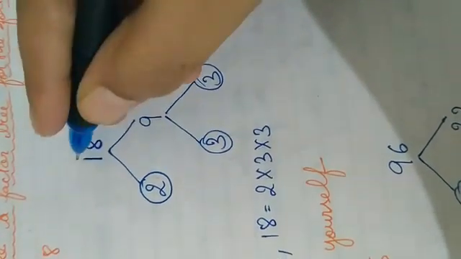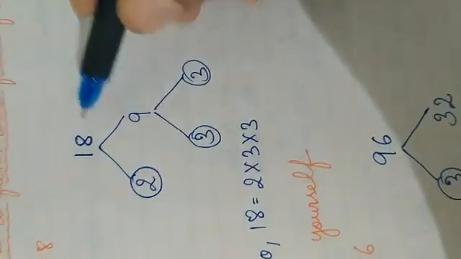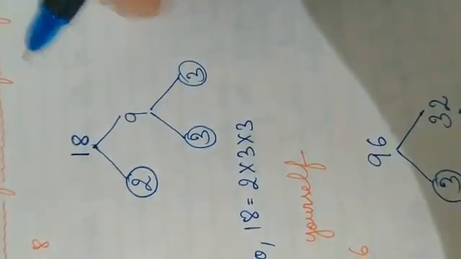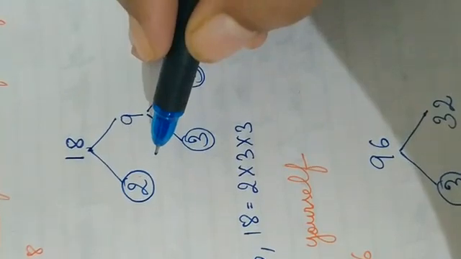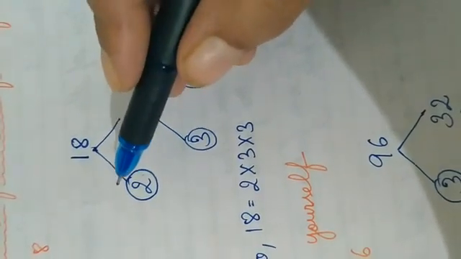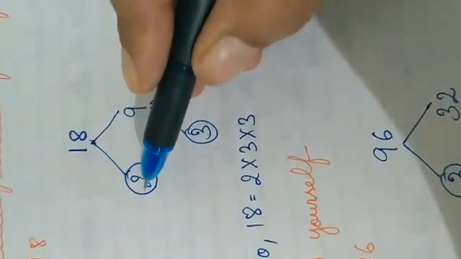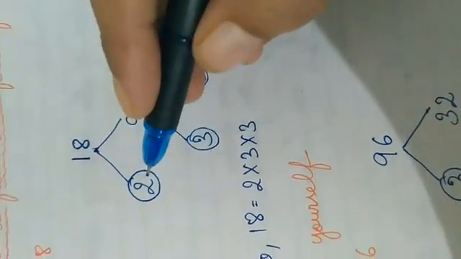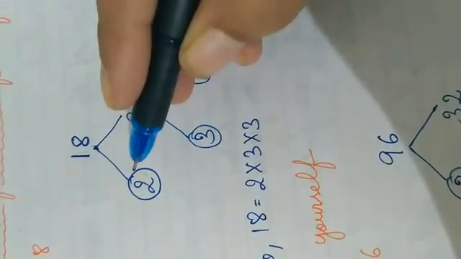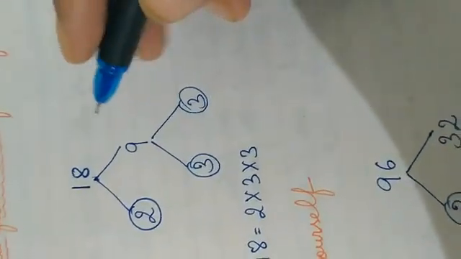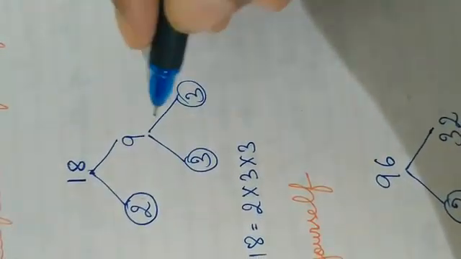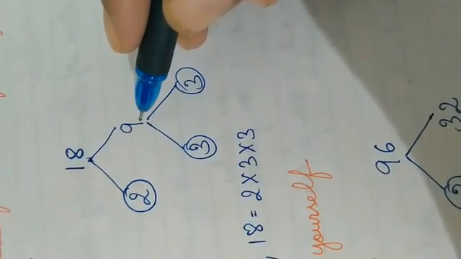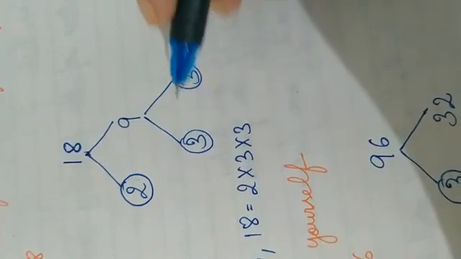We know that 18 comes in 2's table 9 times. We will write it here. Which one is the prime number here? We have got one prime number here, so we have circled it. Every prime number that we get, we are going to circle. Next, branches of 9: we will take out the factors of 9. That is 3 into 3.